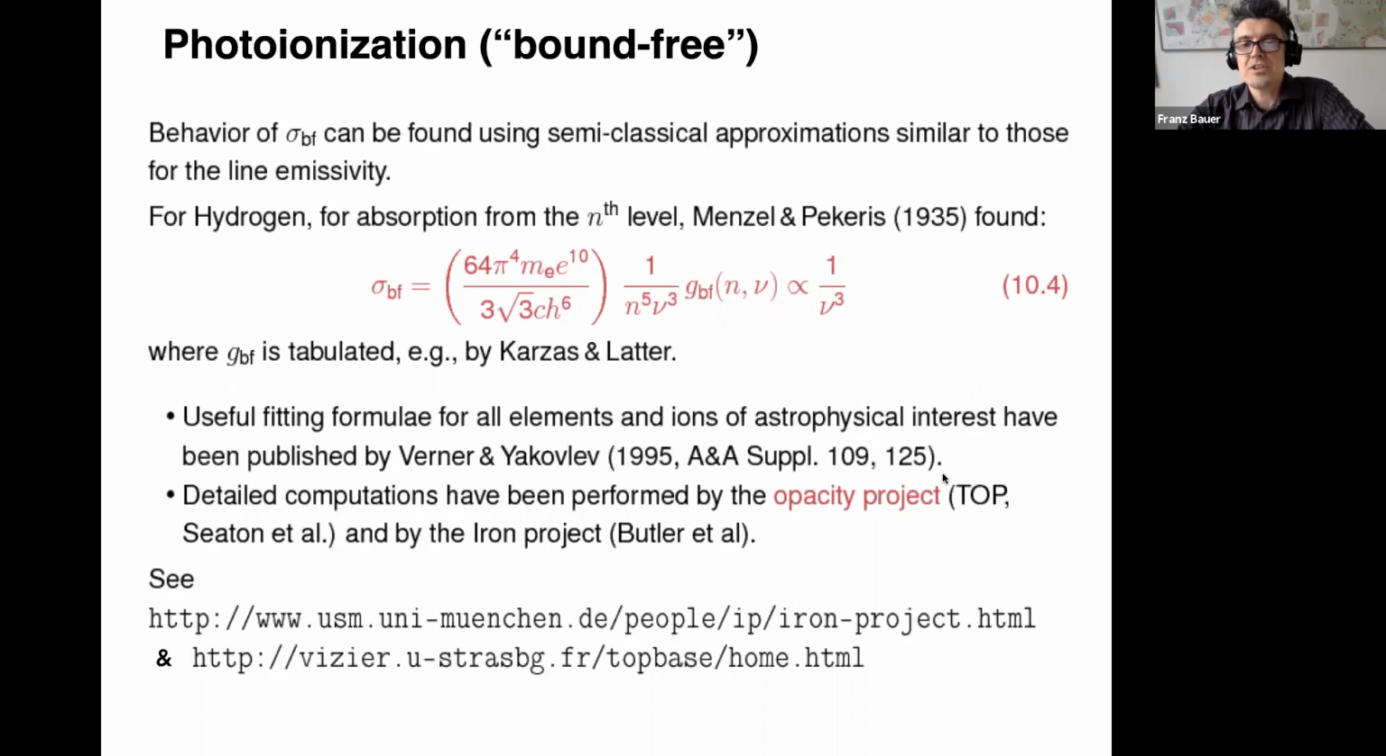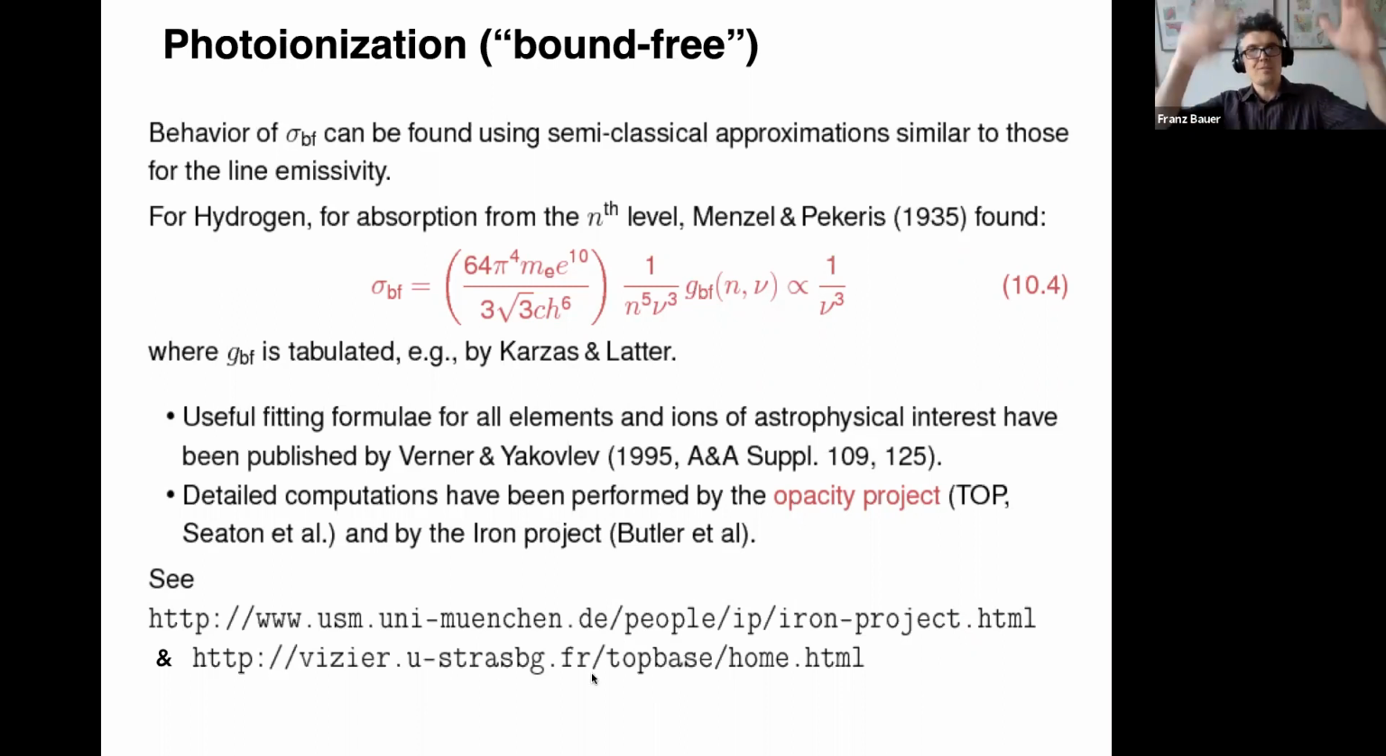This is known as TOP. There's also an Iron Opacity Project. The original Opacity Project is published as Seaton et al., and the iron one specifically, because iron is such a complex atom with, I guess, 26 different electrons, is published by Butler, but there are several papers here. So you can go and actually look at the Iron Project or the TOP database.